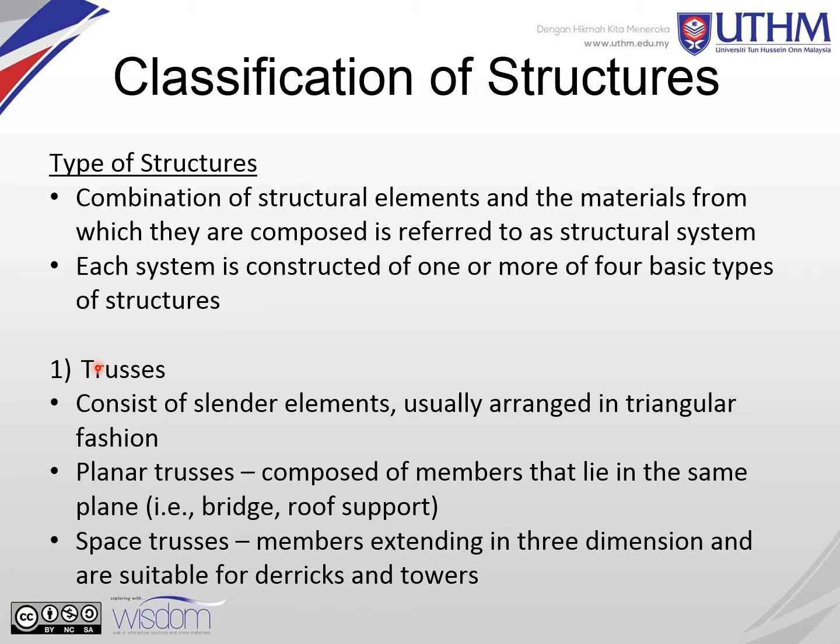One is trusses, which consist of slender elements usually arranged in triangular fashion. Plane trusses are composed of members that lie in the same plane, for example bridges and roof supports. Space trusses have members standing in three dimensions and are suitable for derricks and towers. For this subject, we will focus more on the plane truss, which is the planar truss.